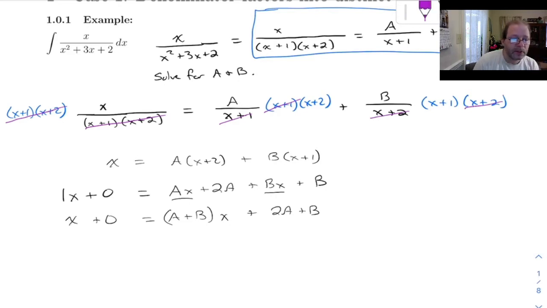All right, so if this is equal to that, then what has to be true is the coefficient of x over here has to be equal to the coefficient of x over here. And then the constant term over here, and I'm calling it a constant term because it doesn't have an x on it, has to be equal to the constant term over here. So what I can get out of this is a plus b equals 1, and then 2a plus b is equal to 0.